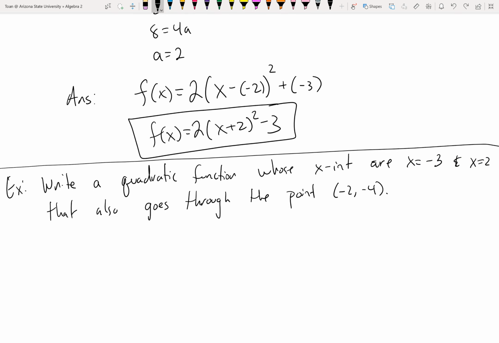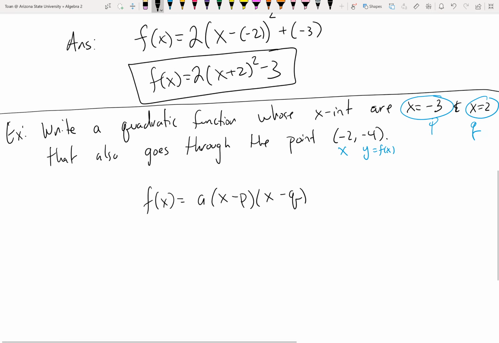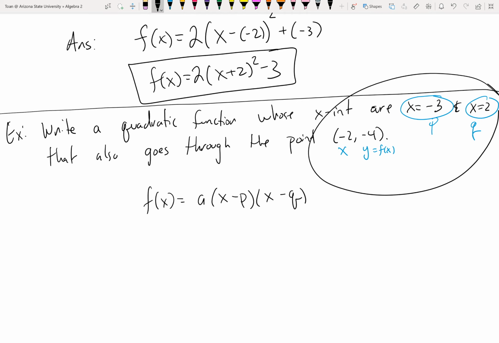So intercept form is a times x minus p, times x minus q. So then let's just jot down and figure out what information we're given. So the x-intercepts they give you will be your p and q values. And again, this point here is just a generic random point. So that's your x comma y. But we just have to remember y is the same thing as f of x. So plug everything in. F of x, according to our labeling.